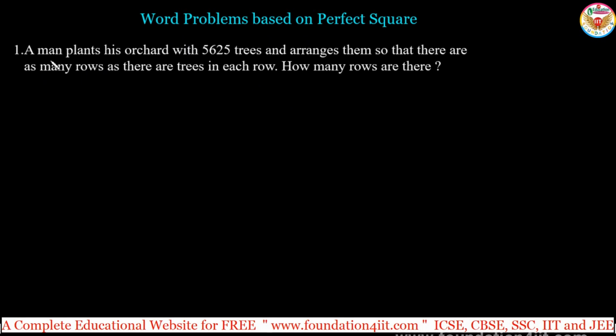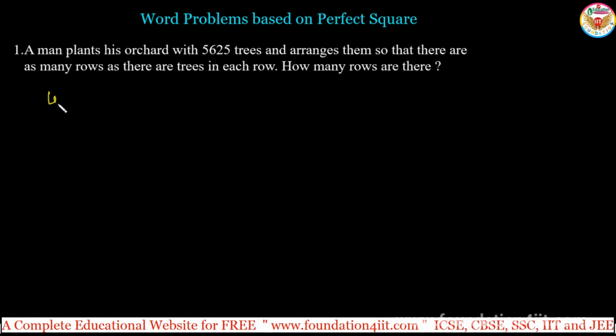Okay, first one. A man plants his orchard with 5625 trees and arranges them so that there are as many rows as there are trees in each row. How many rows are there? So for example, if there are 12 rows, every row has 12 trees. If there are 20 rows, every row has 20 trees. So it's arranged in the same way, but you need to find it out.